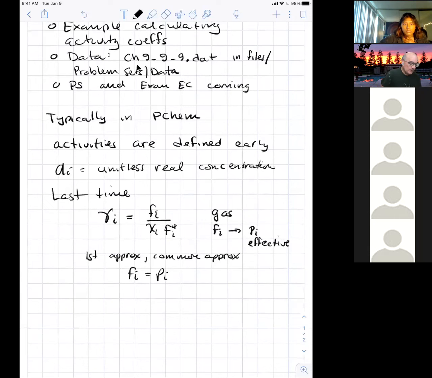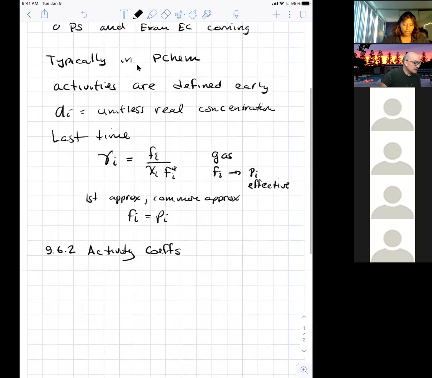Last time we finished up by talking about how we can find the activity coefficients from measurements, and we'll do more of that today. There's another problem that arises, which allows us to solve it using the Gibbs-Duhem equation.